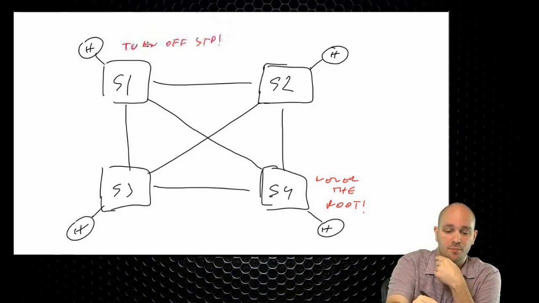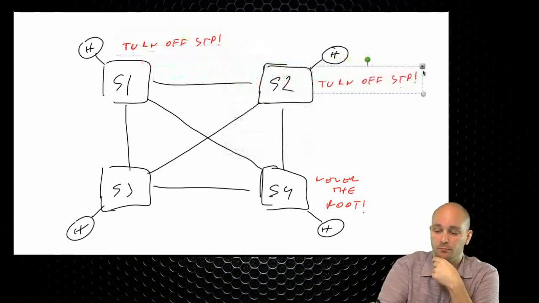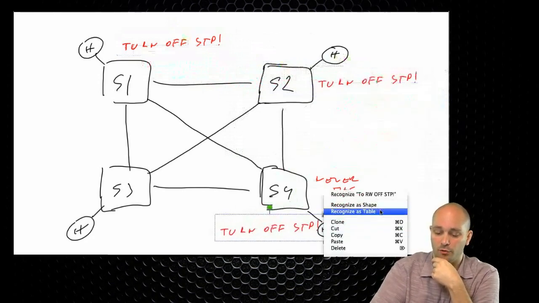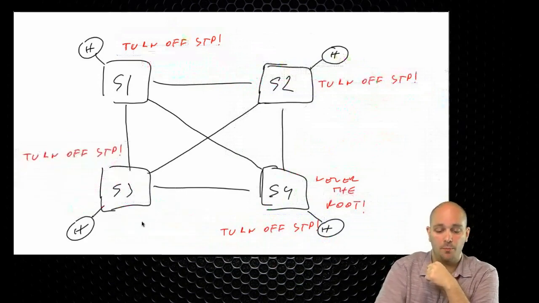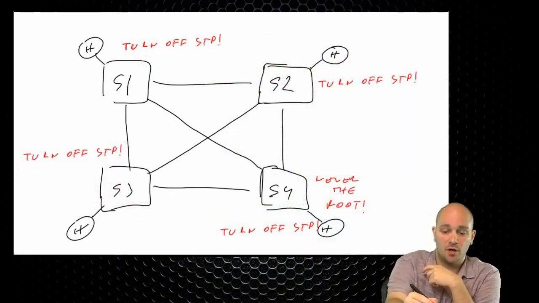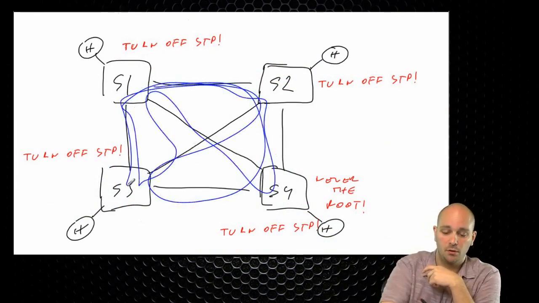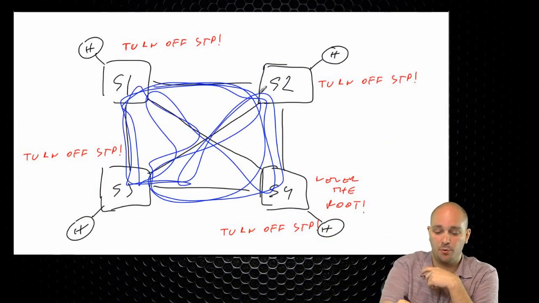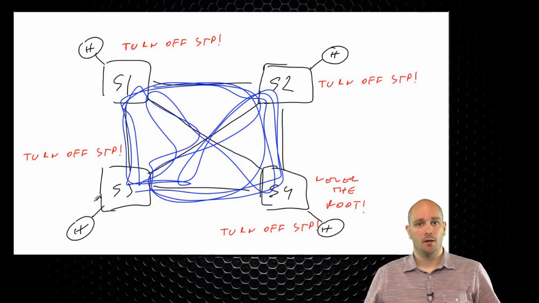So we're going to turn off spanning tree here, here, here, and here as well. Now, the problem with that is, of course, that we are going to end up with a horrendous loop in our network that is probably going to crash these switches very fast. So none of the solutions for this task are correct.